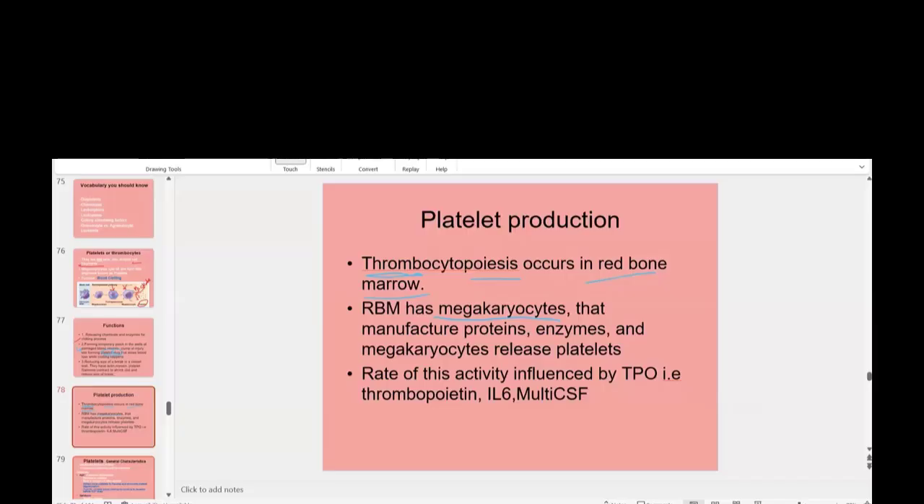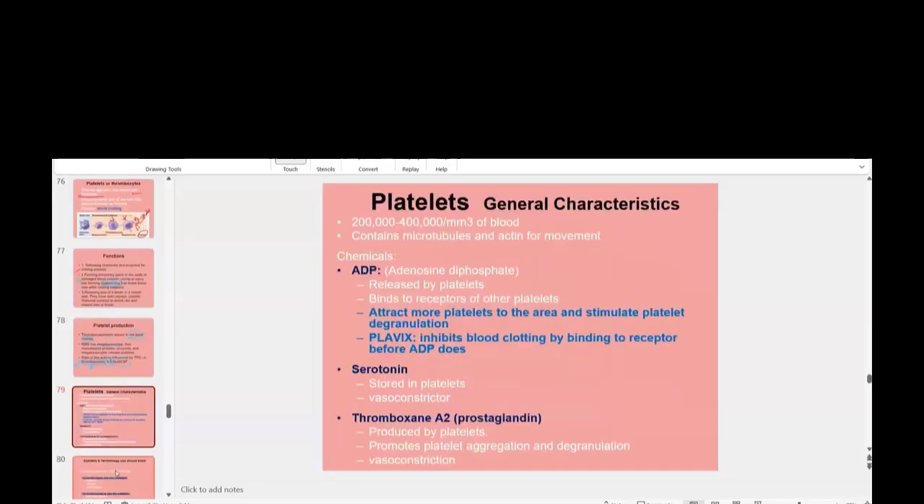The role of this activity is influenced by the thrombopoietin hormone. This is released by the kidney, and then interleukin 6 and multi-CSF. All of these help. I already talked about multi-CSF. So all of these help in the production of the platelets, okay, from the red bone marrow. So remember these things, they help in stimulating the production or the formation of platelets.